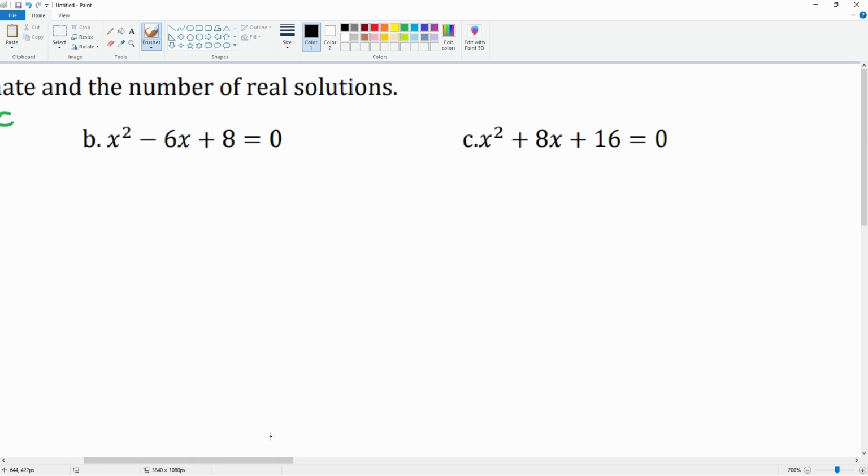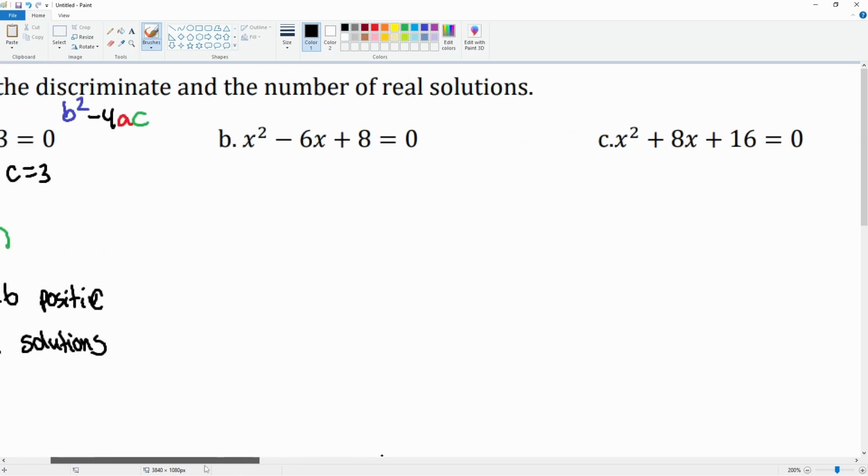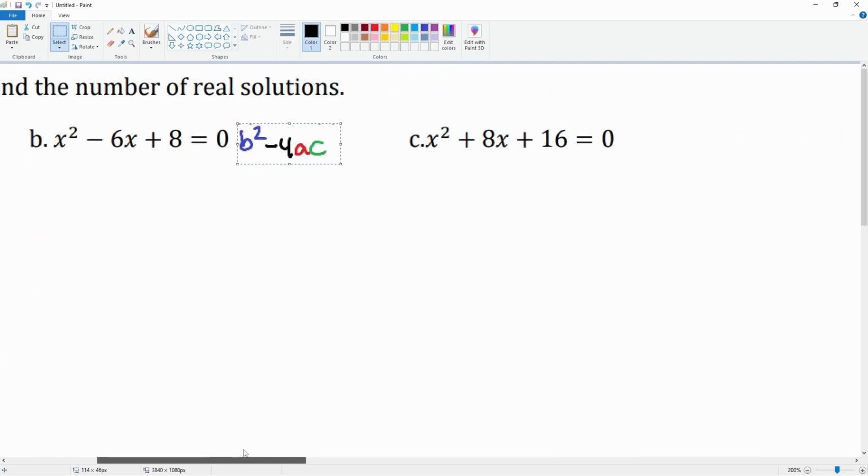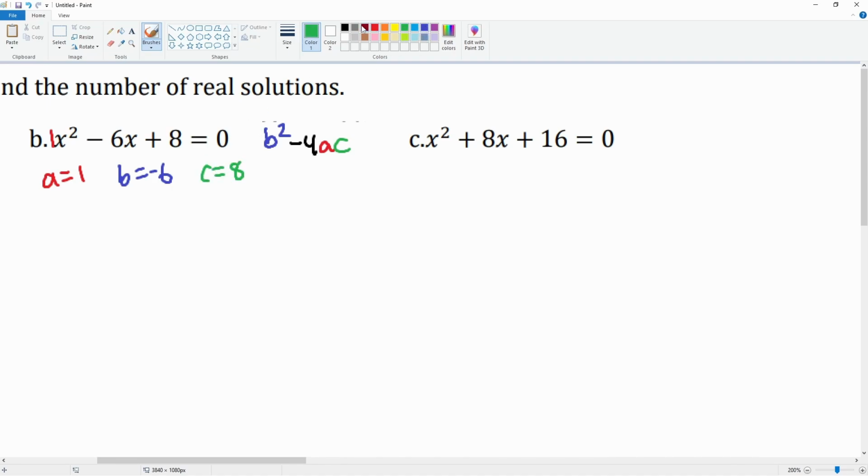Let's look at B here. All right, so again, we need our discriminant formula like always. So let's move it over here. And now we can plug values into it. I noticed my A here is 1. My B here is -6. And my C here is 8. I can now plug it into my formula. It is -6 squared minus 4 times 1 times 8.